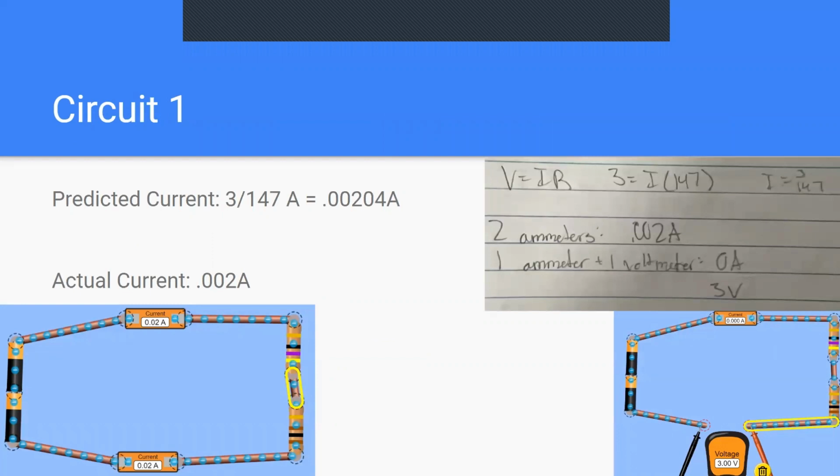Looking at circuit 1, I first predicted the current across each resistor, which I found to be approximately 0.00204 amps. The actual ammeter reading recorded 0.002 amps. When placed in reverse, the reading became negative. When the ammeter was replaced with the voltmeter, it continued to read the potential difference across the opening, which is the same as the voltage of the batteries, but the ammeter read 0 because the circuit is open, with no closed path for the current to flow.